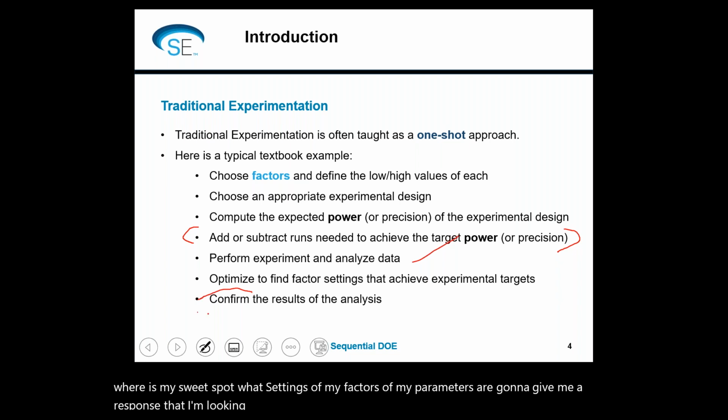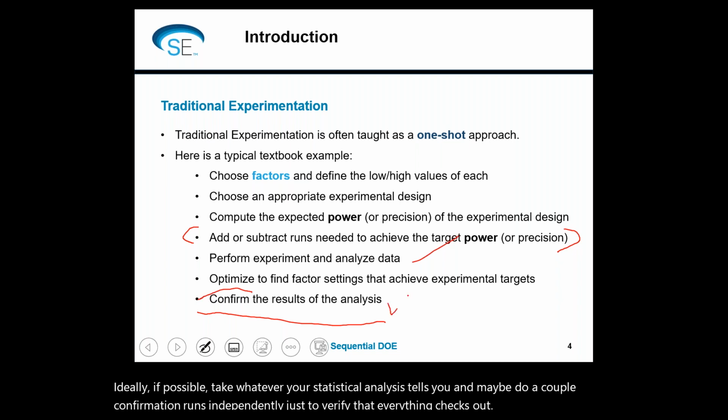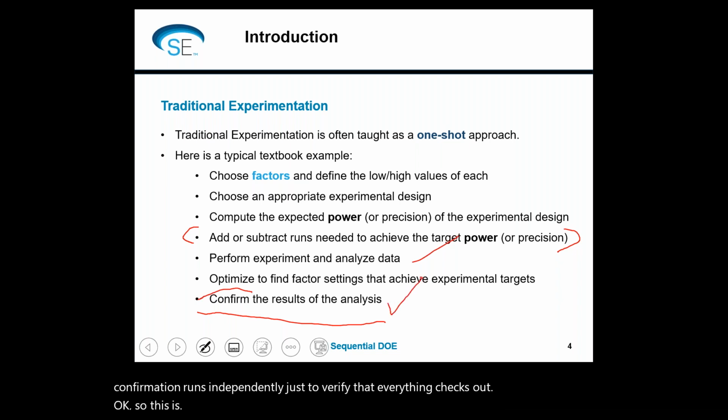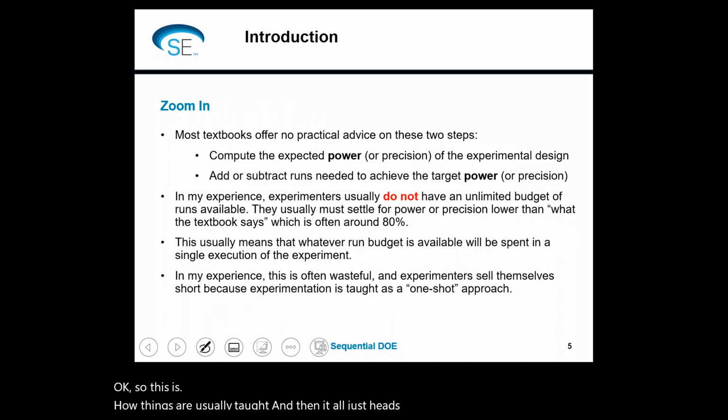Okay, and then ideally, if possible, take whatever your statistical analysis tells you and maybe do a couple of confirmation runs independently just to verify that everything checks out. Okay, so this is how things are usually taught, and then it all just ends up working out nicely.